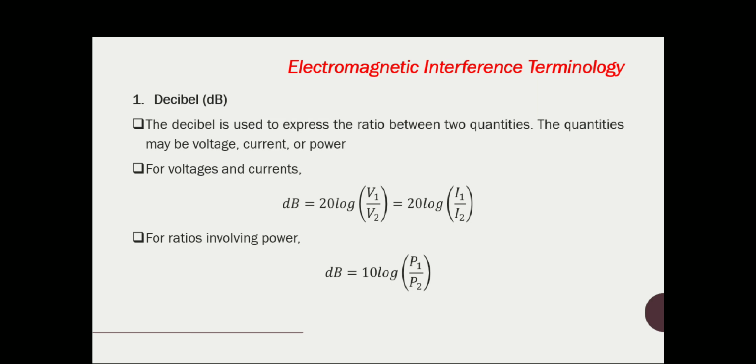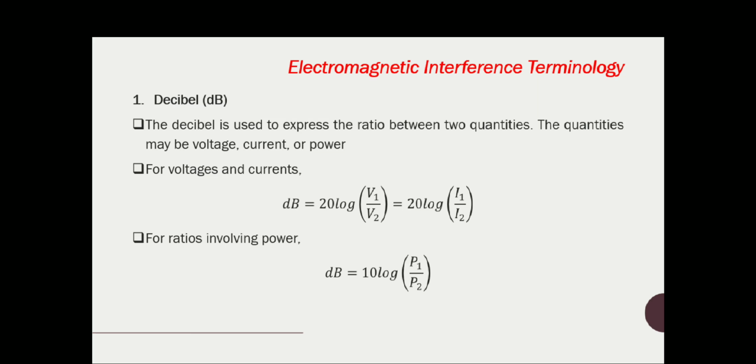And we move on to some of the electromagnetic interference terminologies. Here we are going to discuss several terms that are unique to electromagnetic phenomena and not commonly used in other power quality issues. The first terminology, decibel, is used to express the ratio between two quantities. The quantities may be voltage, current, or power.